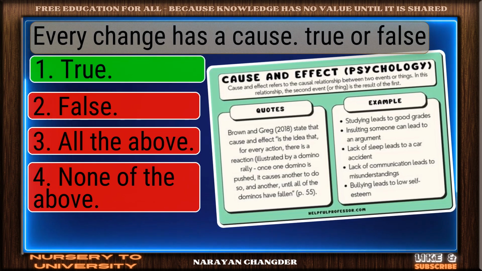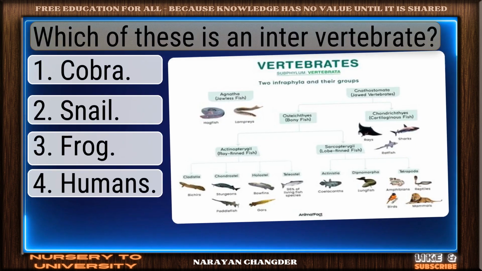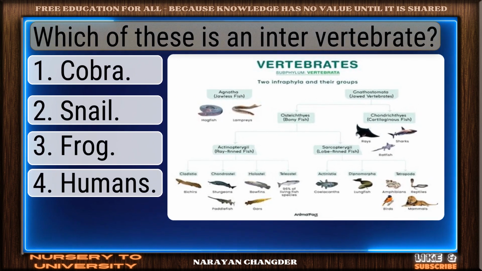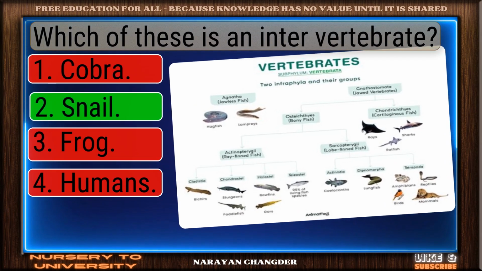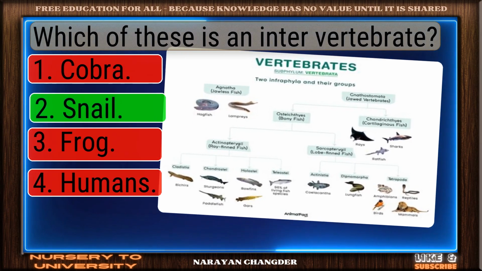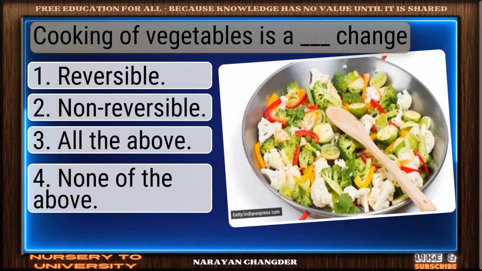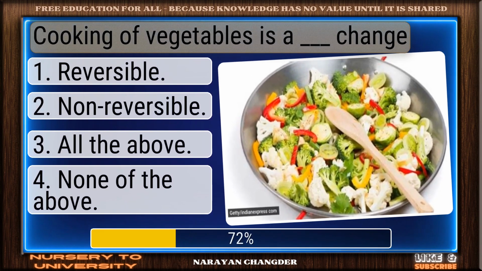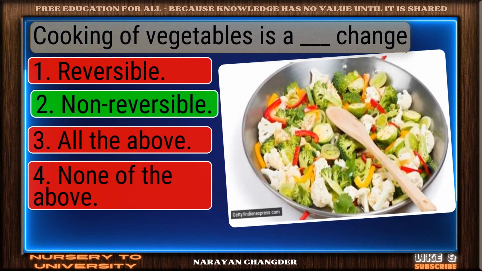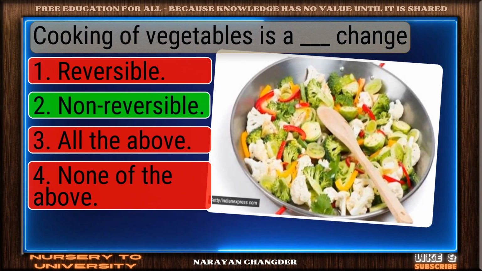You got it. Your choice true is right. Which of these is an invertebrate? Perfect. Snail is the correct choice. Cooking of vegetables is a dash change. You're right. Non-reversible is the correct answer.